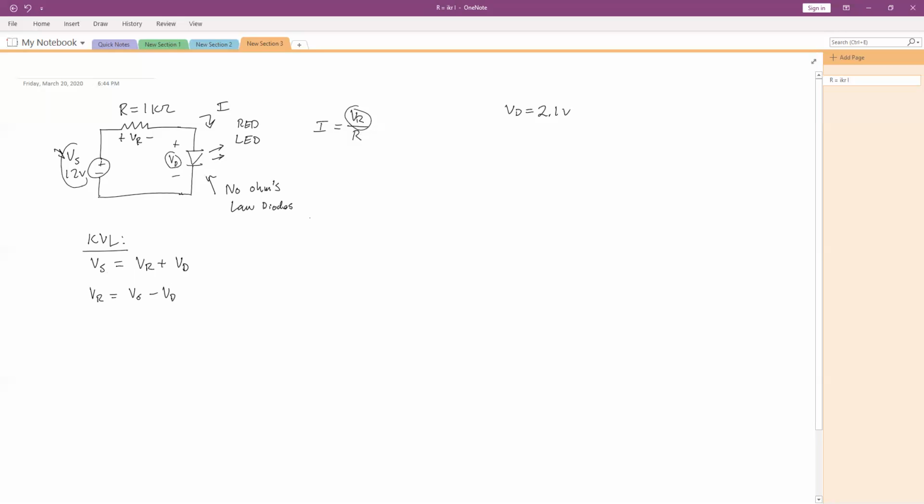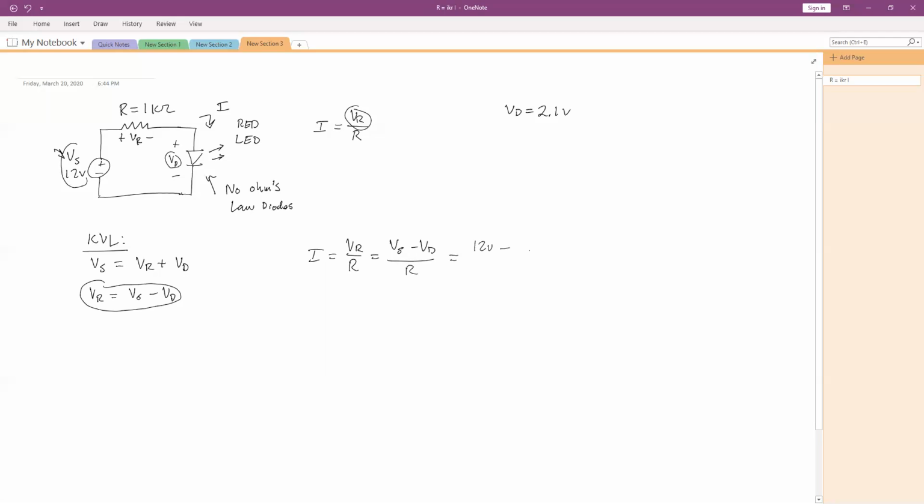And then we can come back over here to our current equation, which is VR over R. And then we can substitute in what we just found here. That's a bad circle, so circle that a little bit better. And we're going to substitute in Vs minus Vd divided by R. Okay, so we know what Vs is.